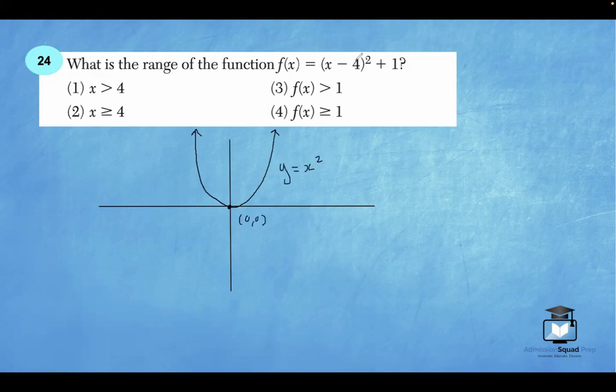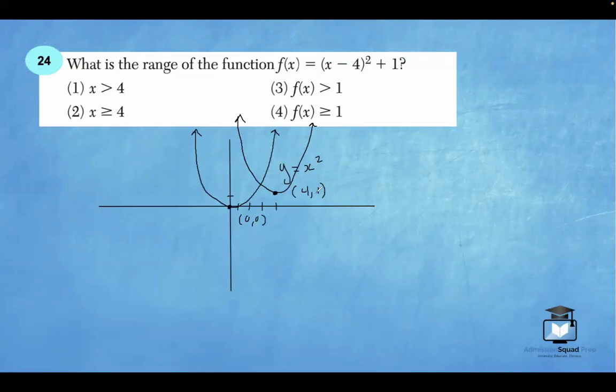But then what's happening? Because we have a -4 in the parentheses, instead of shifting to the left, it's going to shift to the right. So we have 1, 2, 3, 4. It's going to shift 4 units to the right. And then it's also going to shift 1 unit up. Okay? So that's where our new parabola is going to be located. So this is what it looks like. Notice we now have a vertex at +4, 1, okay?